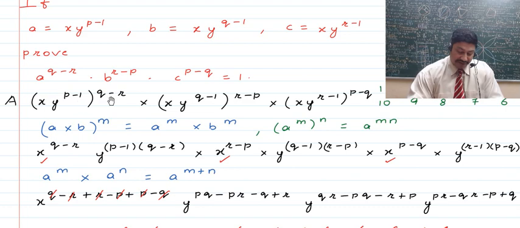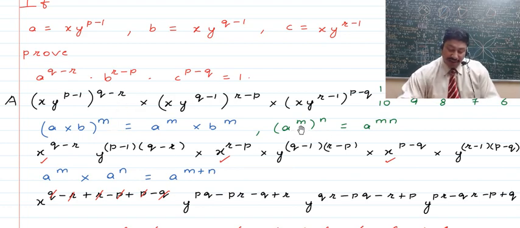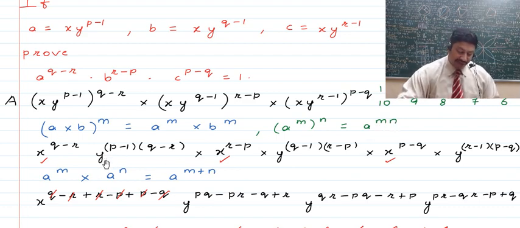So we have the power of x to be q minus r, and the power of y will become p minus 1 times of q minus r, because if we have a raised to the power m, which is whole raised to the power n, then that will become a raised to the power mn, right? So that's why the power of y will become p minus 1, which is already there, times of q minus r, which is the whole power. And the same will apply to the other two brackets also, that is the power of x will be r minus p, the power of y will be q minus 1 times of r minus p, and the next will be the power of x to be p minus q, and the power of y to be r minus 1 times of p minus q.